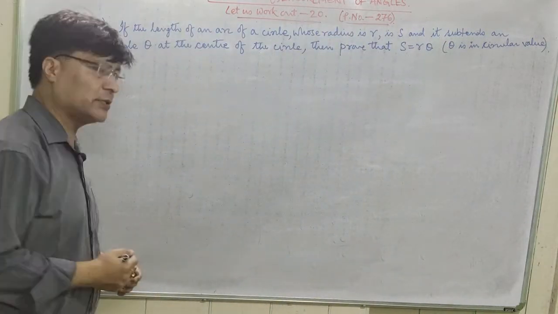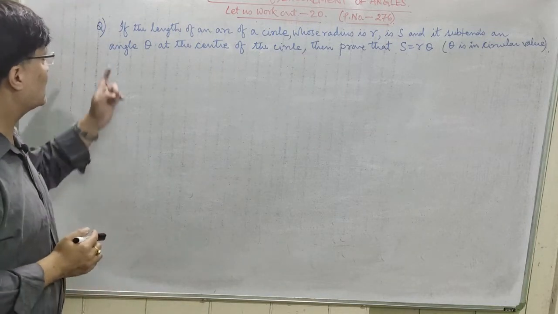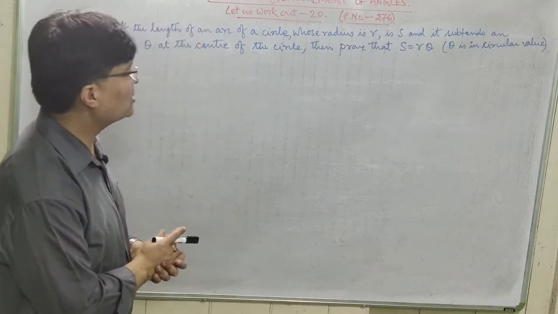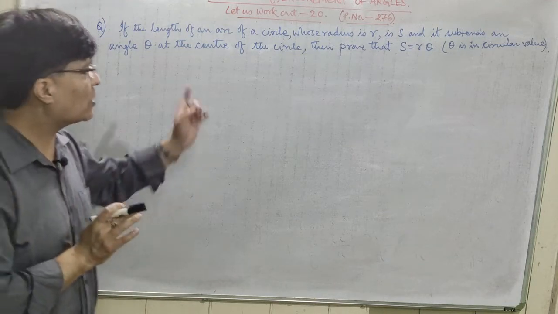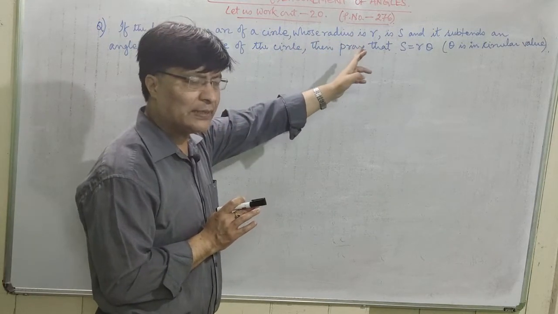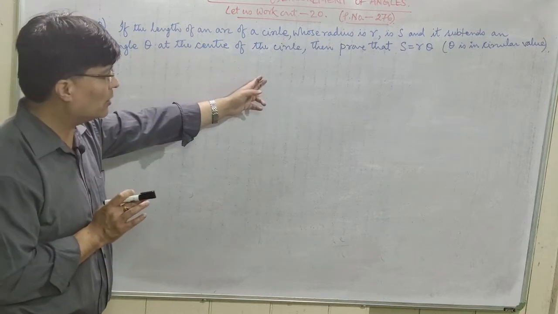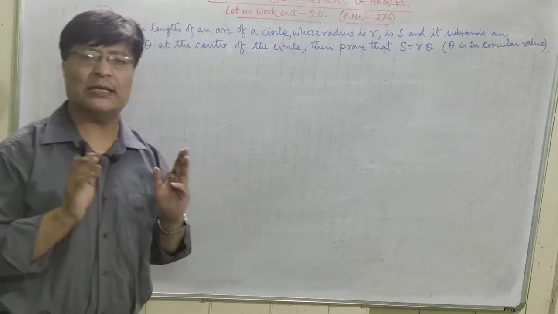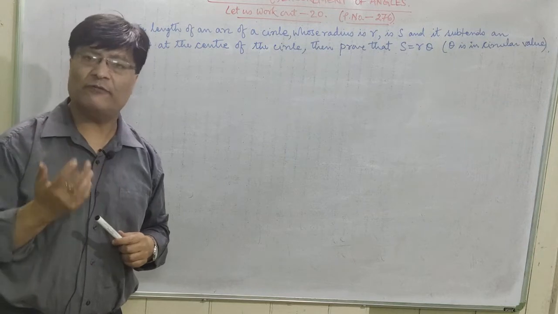So now we'll do the next problem. Actually, this is a formula. The formula is that if the length of an arc of a circle whose radius is r is s, and if that arc subtends an angle theta at the center of the circle, then prove that s is equal to r theta. Here theta is in terms of radians, or theta is in circular measure.